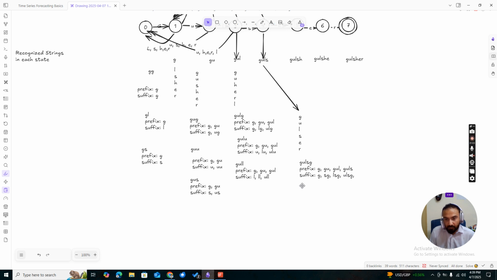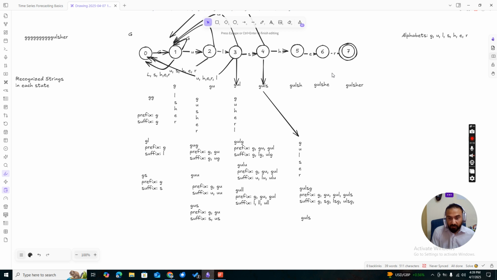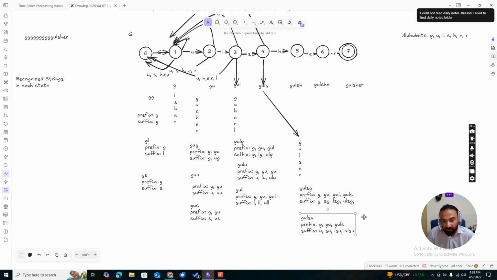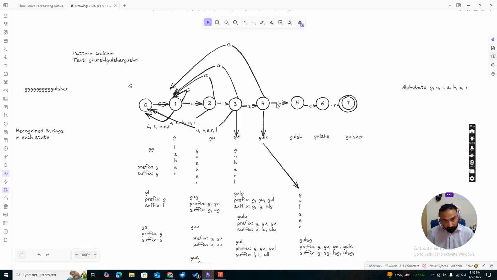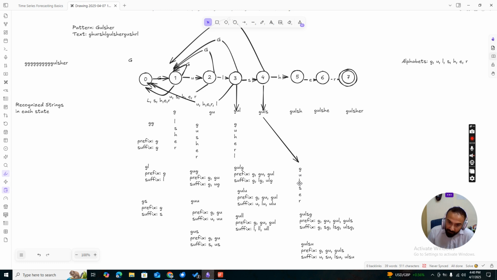We need to study this possibility as well. GULS is already recognized. If H occurs, we will transit from the fourth state to the fifth state. But what if U occurs instead? Then we need to form the prefixes and suffixes. The prefixes are G, GU, GUL, GULS. The suffixes, starting from the right to left, are U, SU, LSU, and ULSU. You can check that none of the prefixes and suffixes are matching. So we need to roll back to the initial state. If we are rolling back on U to the initial state, we will similarly roll back for L, S, E, and R as well.